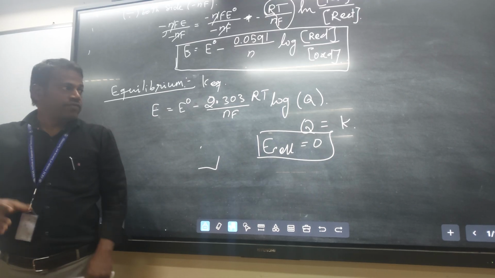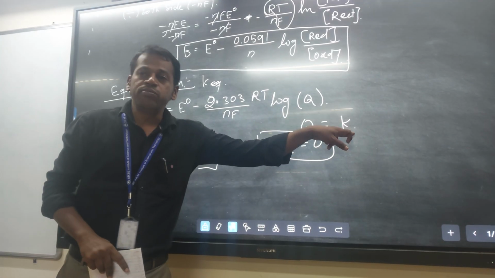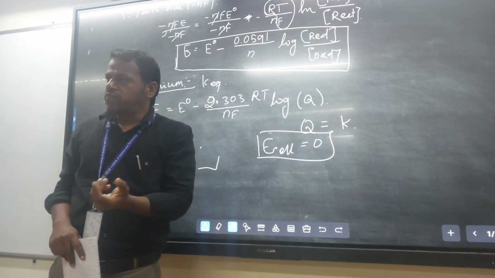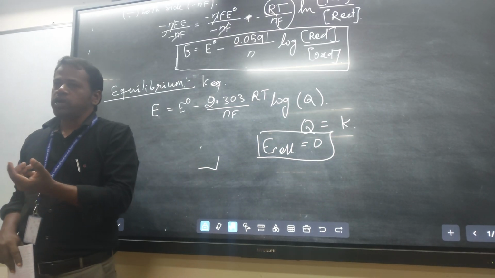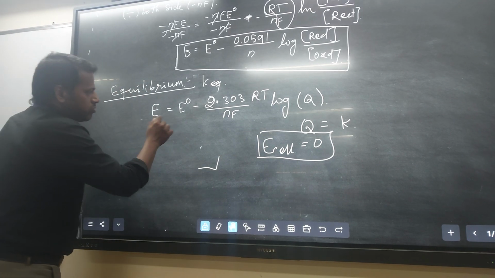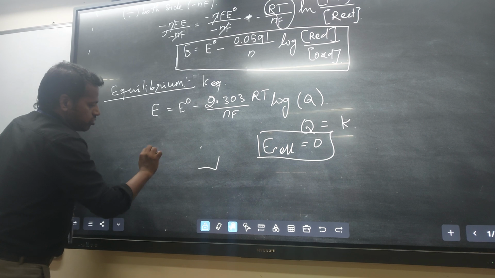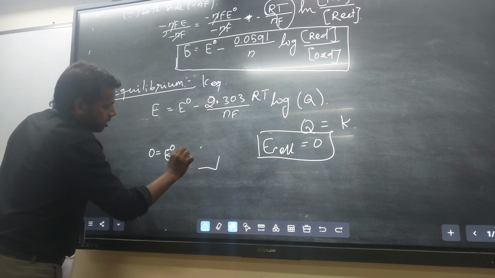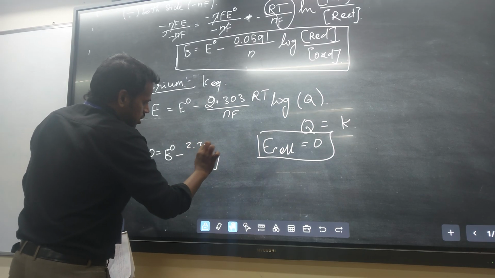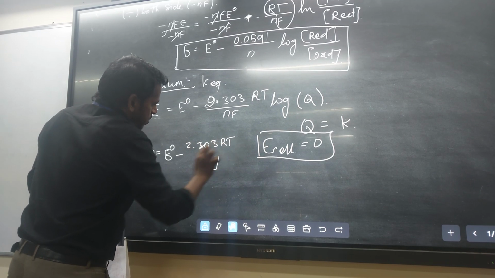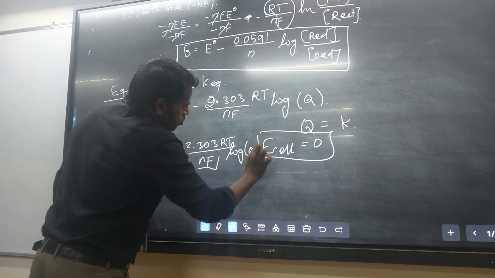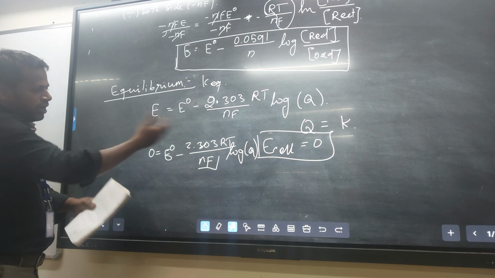Dead cell, when it attains the equilibrium, the E cell value is 0. There is no reduction potential value, therefore 0. So 0 equal to E naught minus, as usual, 2.303 RT by NF into log Q. You write everything, then you can interchange.